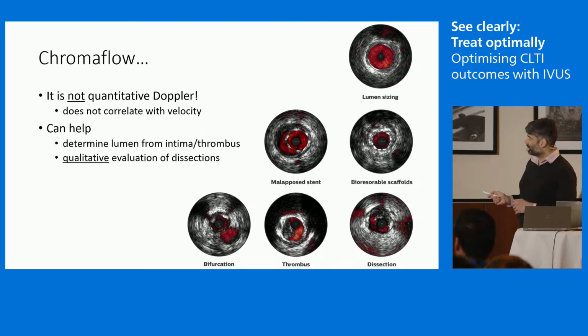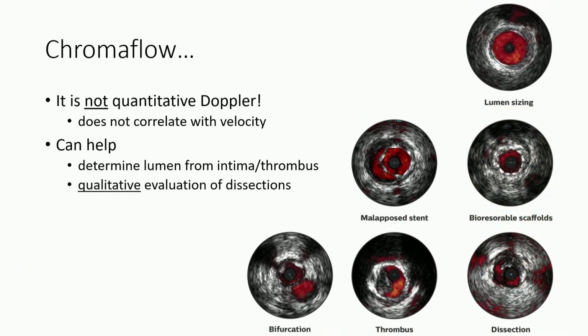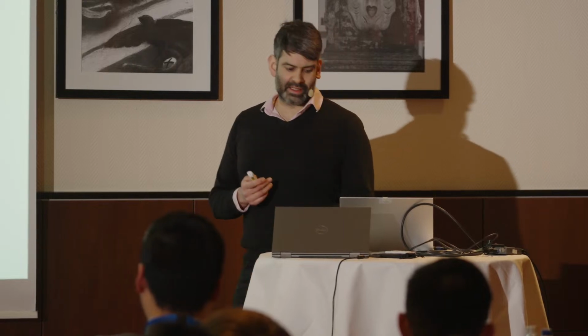You can look at malapposed stents. You can look at bifurcation lesions and assess where the true carina of the bifurcation is. And as we start using more and more stenting technologies below the knee, that's going to become more and more important. You can tell the difference between thrombus in situations of slow flow. And as I said, you can look at dissections and get a qualitative flavor of how flow limiting a dissection is.